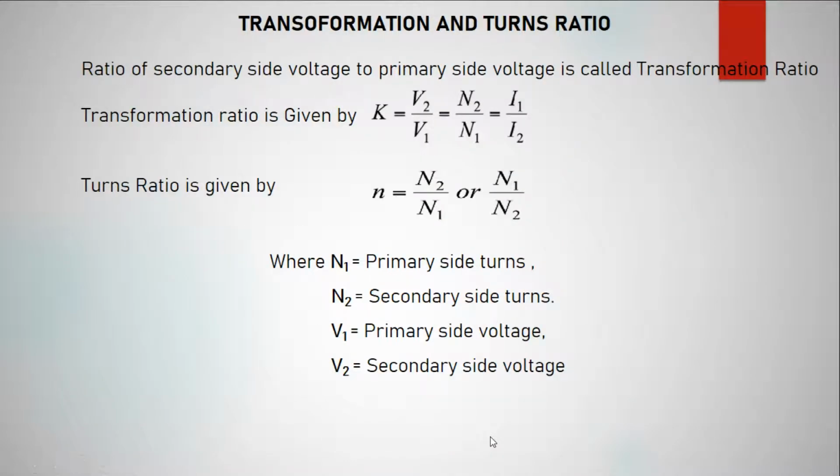Next comes transformation and turns ratio. The ratio of secondary side voltage to primary side voltage of a transformer is called the transformation ratio. It is given by K is equal to V2 by V1. That can also be written as I1 by I2, because I1 and I2 are opposite to each other. So V2 by V1 is equal to I1 by I2, which is equal to N2 by N1, where N2 by N1 is called the turns ratio. N1 is the primary side turns, N2 is the secondary side turns, V1 is the primary side voltage or supply voltage, and V2 is the secondary side voltage or load side voltage.